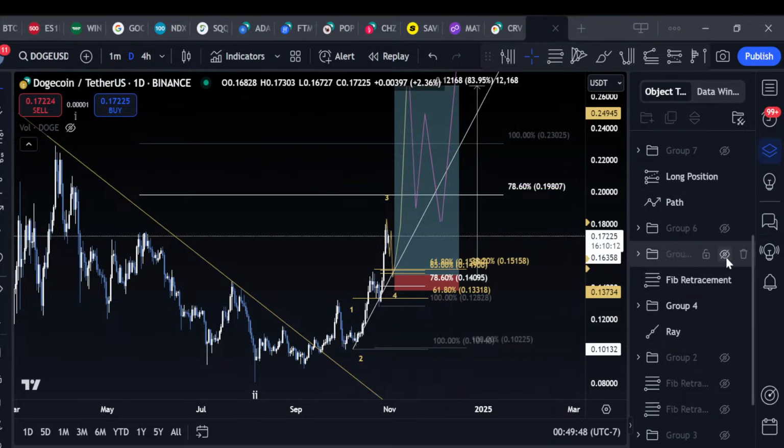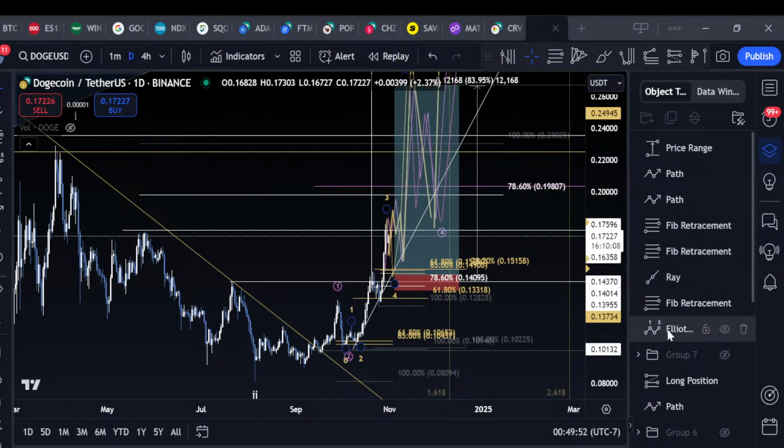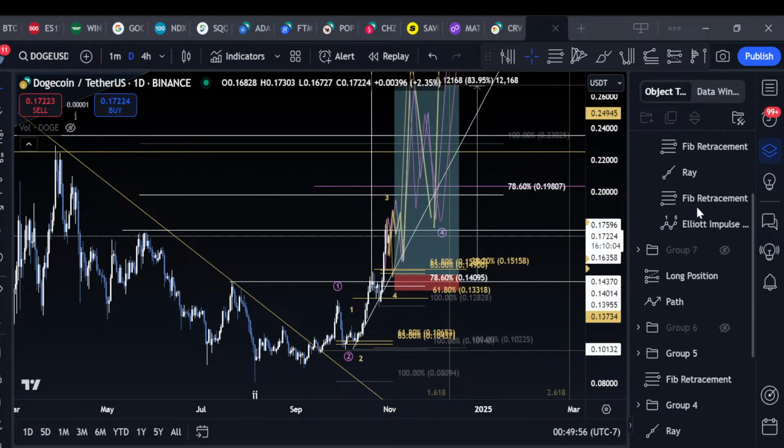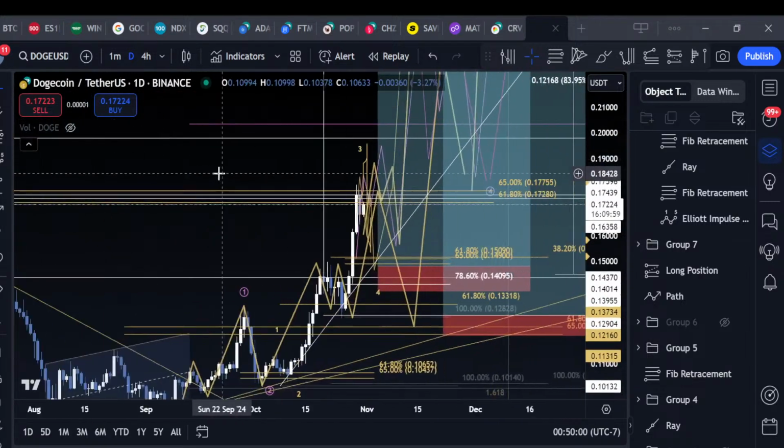I'm going to have to turn off some folders here. I should have probably labeled them. I need to organize this Doge chart much better. There's the non-log, right? So anyways, we come up here, important resistance.